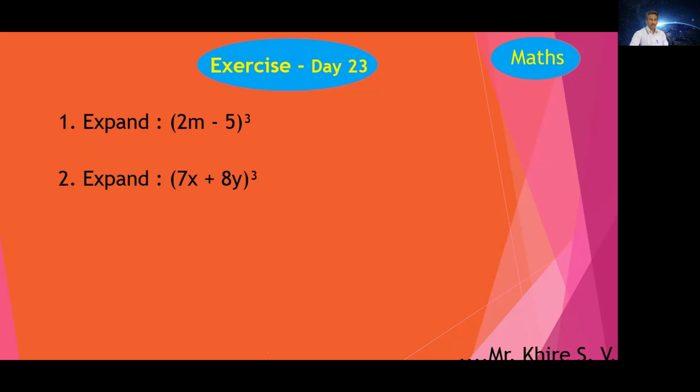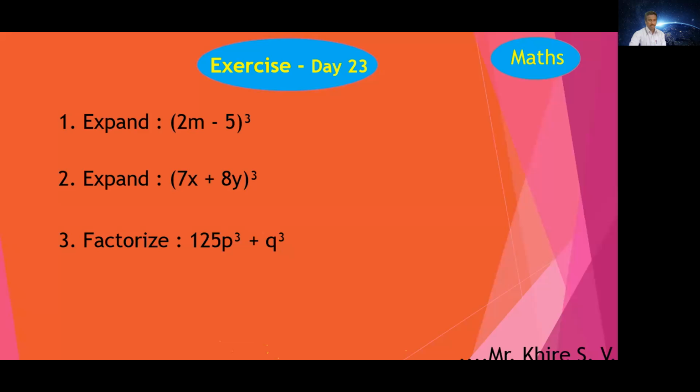Second example, expand (7x plus 8y) whole cube. Now we have to use the (a plus b) whole cube identity for solving this example. Third is factorize 125p cube plus q cube. For this, we have to use the next formula, a cube plus b cube.